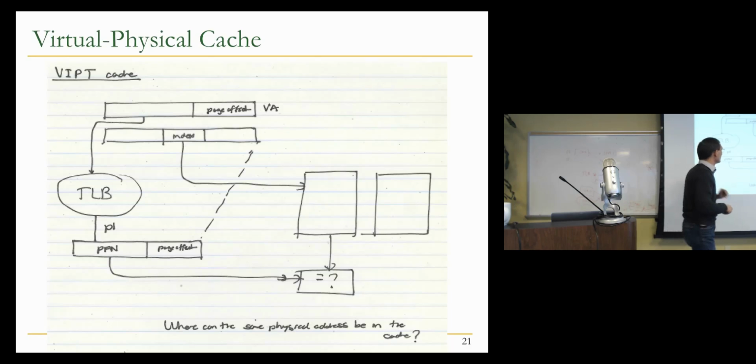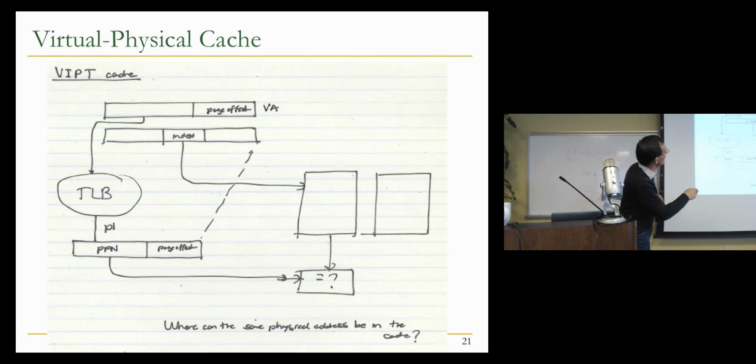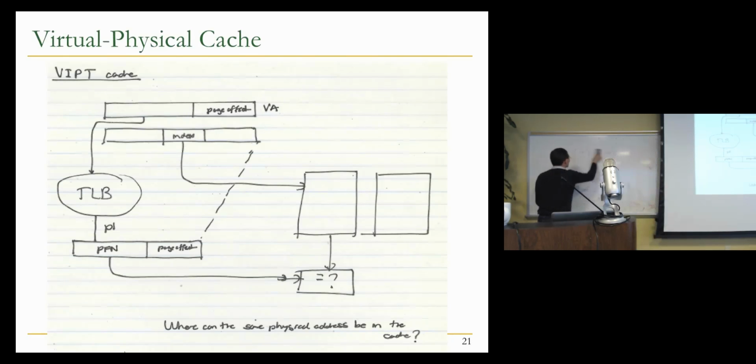Okay? Then the key question is, where can the same physical address be in the cache? Can it be in multiple locations? Well, now this depends on where you get these index bits from. So let's take a look. I'll show this in a little bit more detail, because it's actually fun.